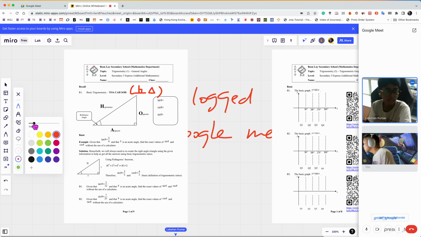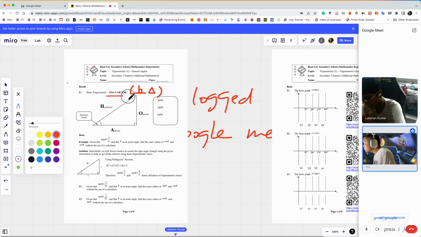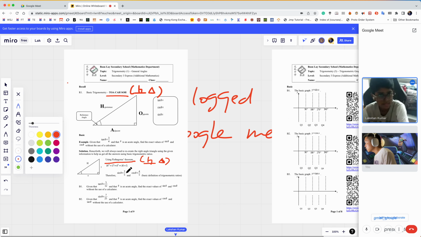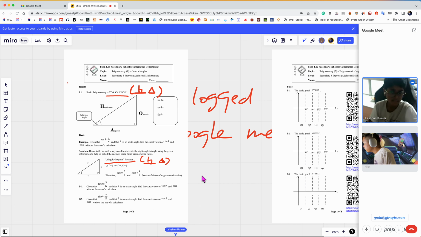Alright? So yes. And then Tokaso is usually used in conjunction with the Pythagoras theorem. Because Pythagoras theorem only works for right angle triangle as well. I hope you can see my cursor as well, so you know where you should pay attention to. Okay, good. So now we can flip to the next page.